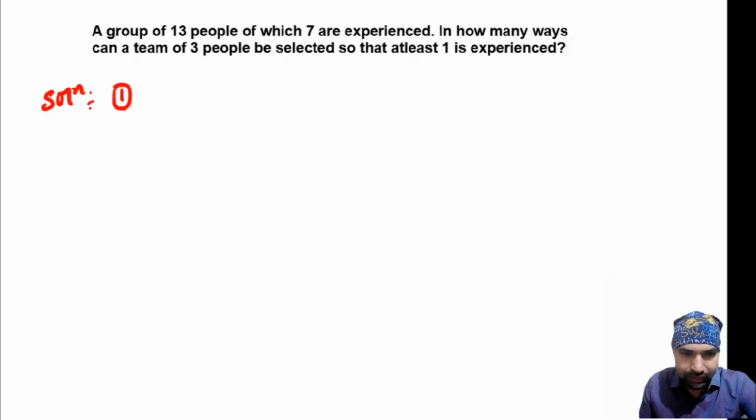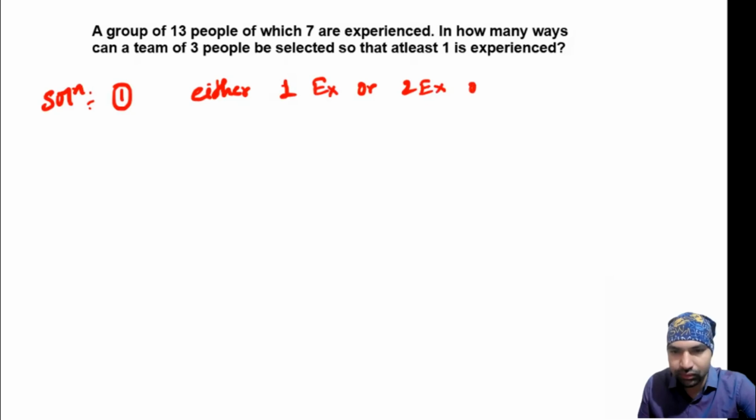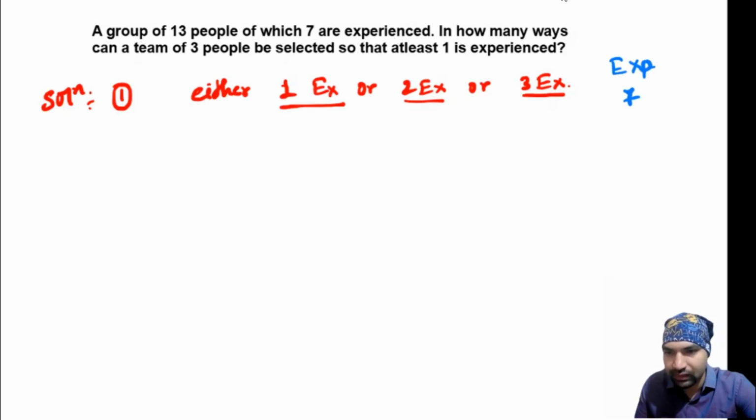Basically, the first approach: at least one simply means that when we are selecting 3 people, either one is experienced, or 2 are experienced, or all 3 are experienced, isn't it? So we will add these 3 cases, and that's our answer. So from here, how many are experienced? Experienced are 7, and those with no experience are 13 minus 7, which is 6.